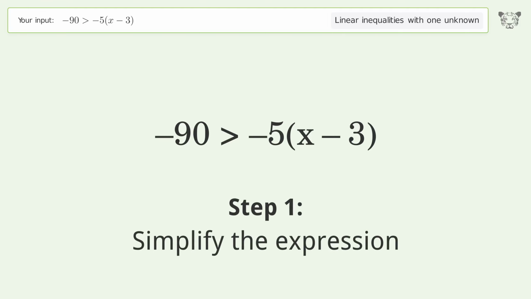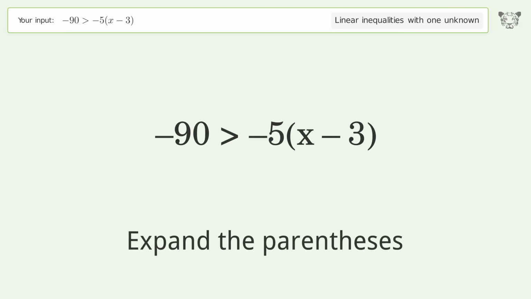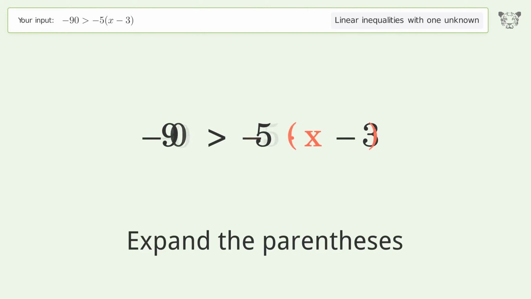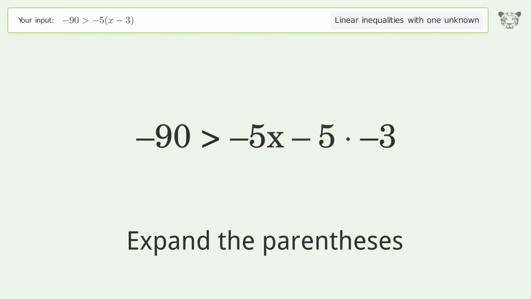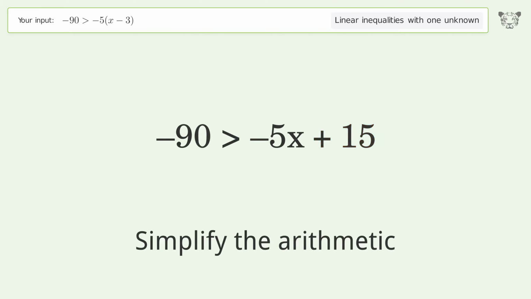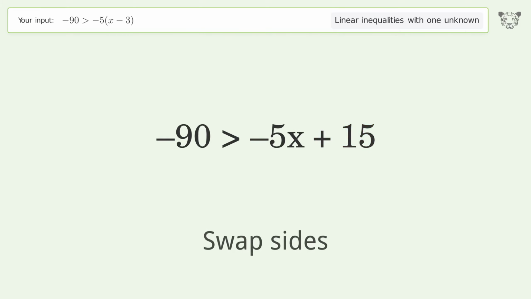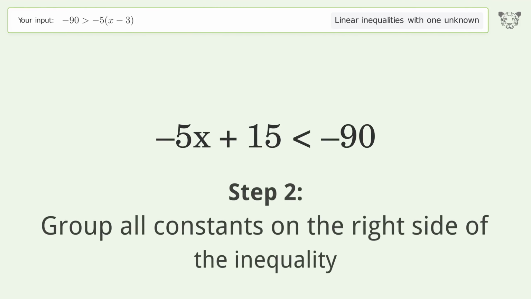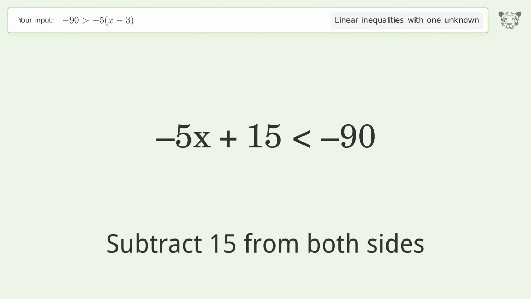Simplify the expression. Expand the parentheses. Simplify the arithmetic. Swap sides. Group all constants on the right side of the inequality. Subtract 15 from both sides.